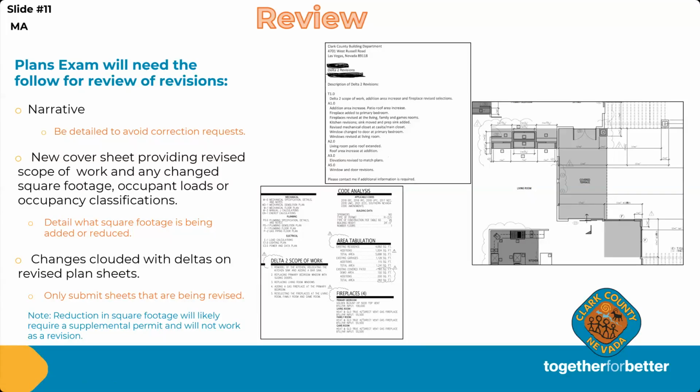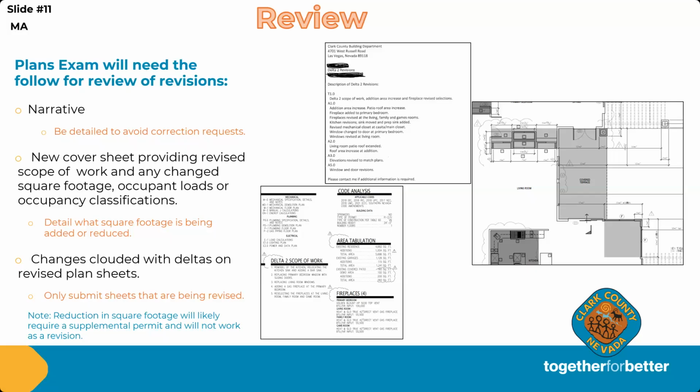So with plans exam, when we have changes to plans, we have to have a narrative that describes the changes to the plans. We need the page number where the changes are occurring. We need clouds on the changes on the plans. So cloud the changes on the plans so we can find them. What happens sometimes with really big plans that are very busy, if we don't get it clouded, we can't see it. And it just helps us do our review better.